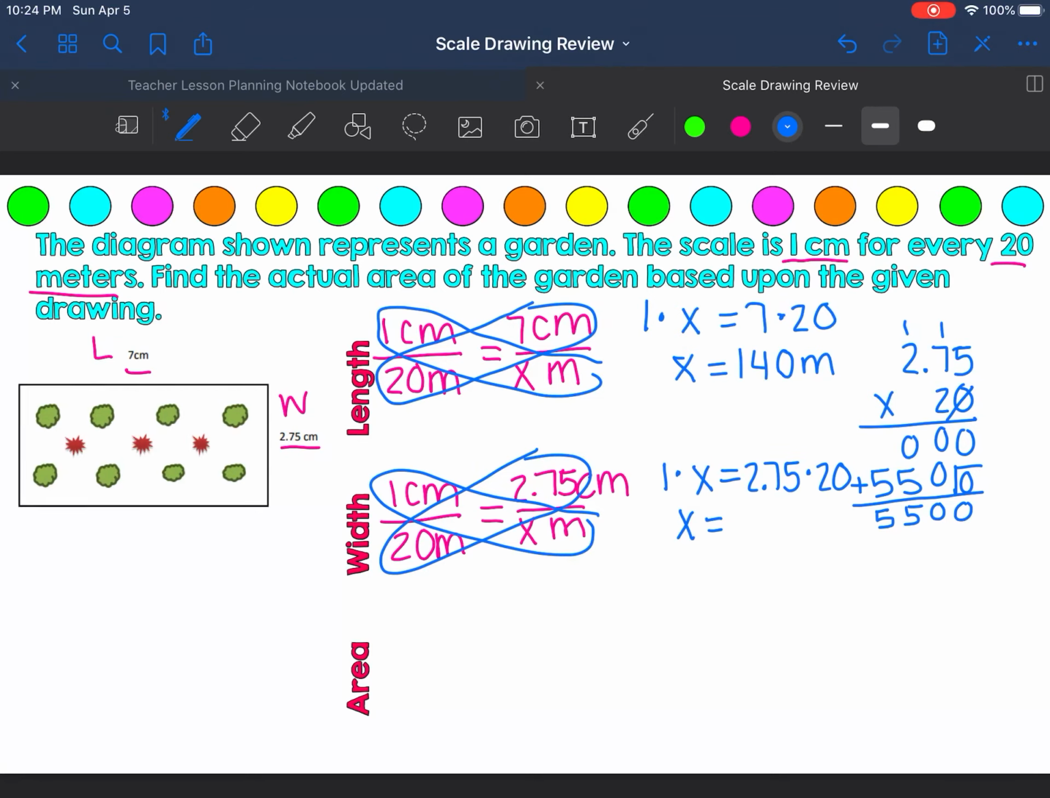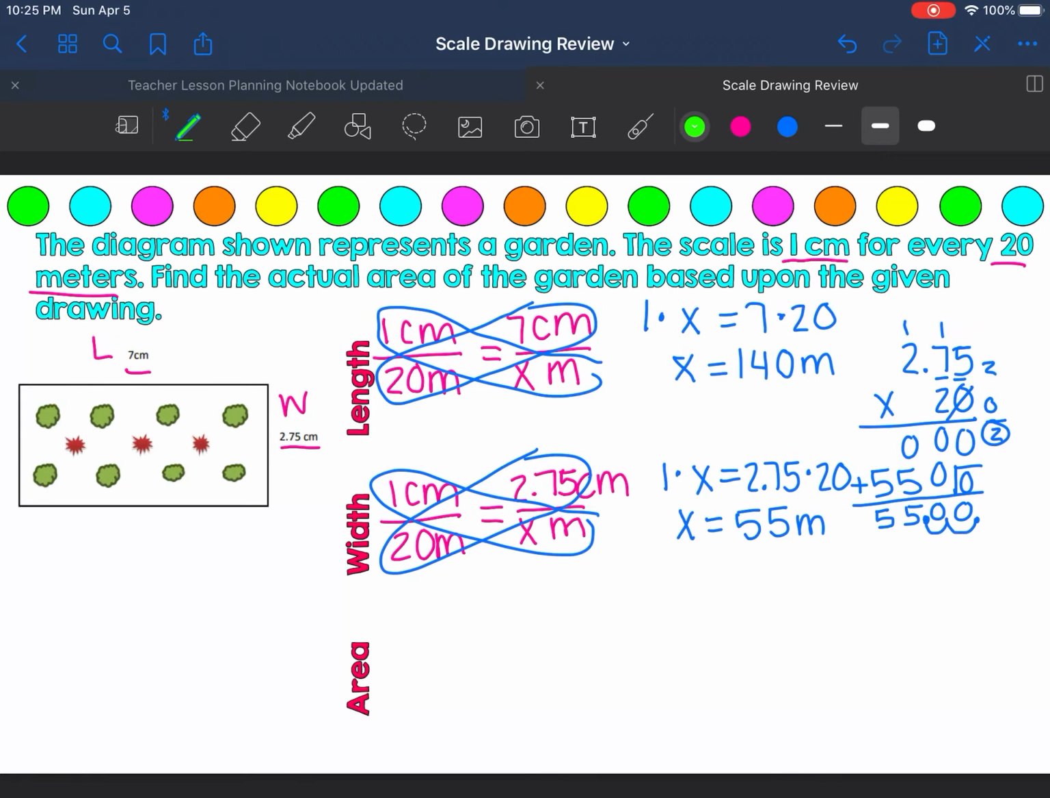Now remember, when you multiply with decimals, you line your numbers up like normal, and you count the places after the decimals. There's 2 places there, 0 places there. So I have a total of 2 decimal places. So I put my decimal in the end, and I move it 1, 2 times. So that means that the actual width of the garden is 55 meters.